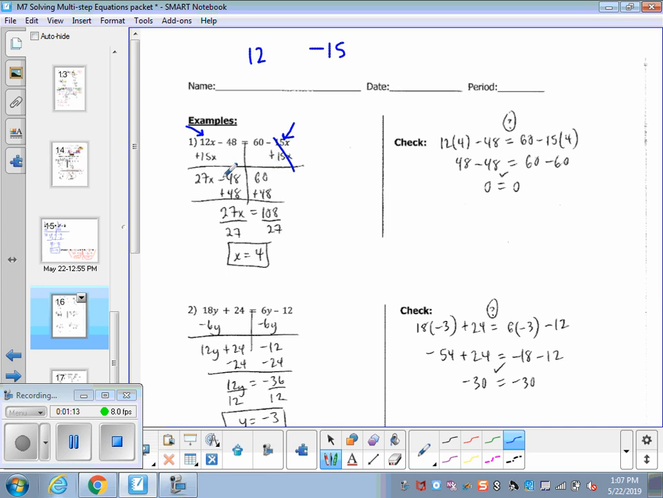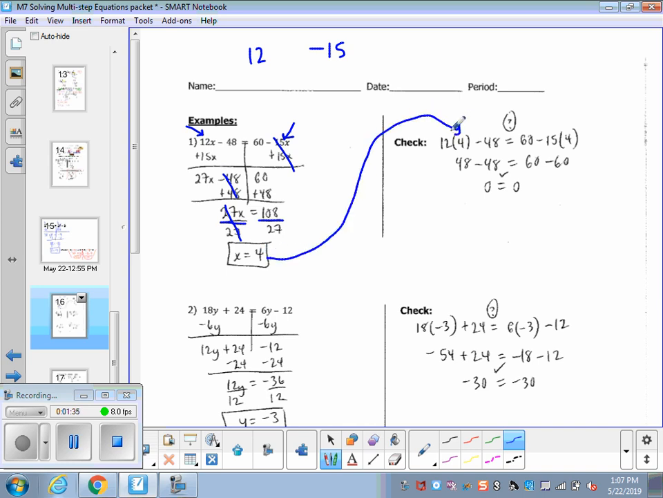Our constant is a negative 48, so we're going to add 48 to both sides to cancel it out here. I bring down the 27x. 60 plus 48 is 108. Now I'm going to divide on both sides by this 27, so it cancels out here, and 108 divided by 27 is 4. So now we've got that x equals 4.